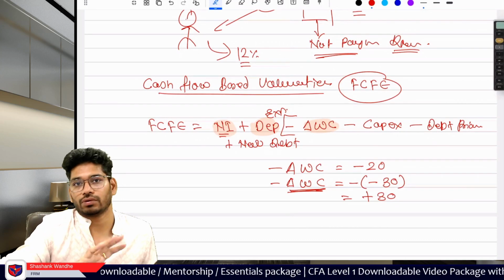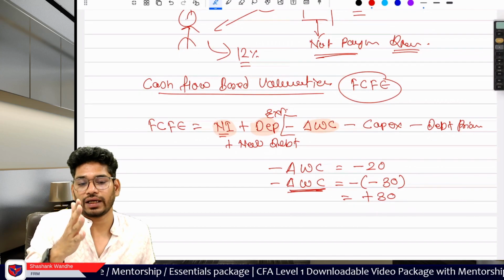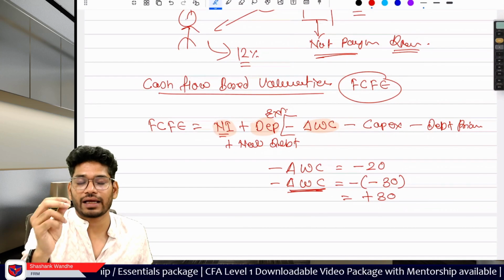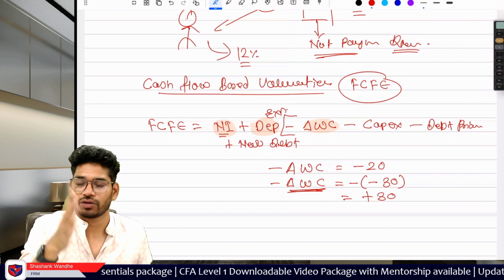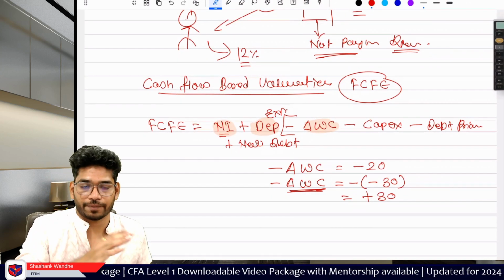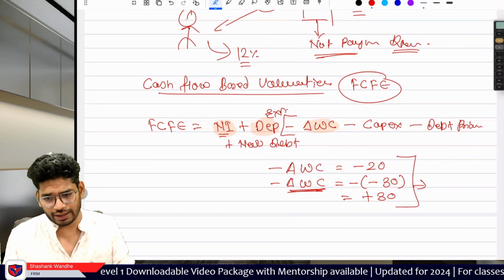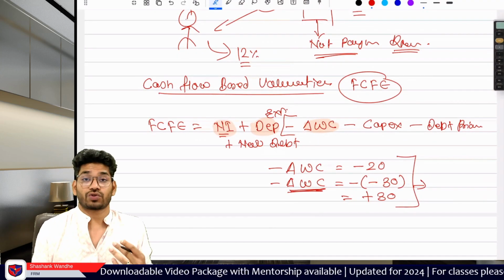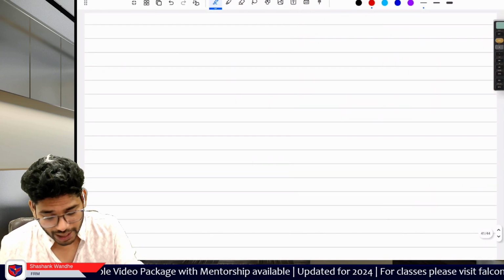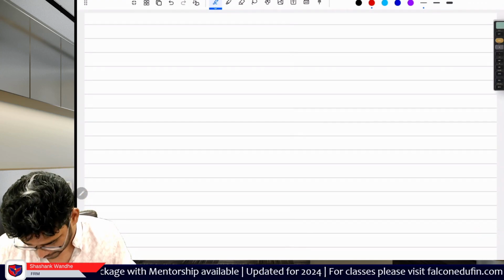So I gave you two alternate understandings, the increase and decrease part. The simple rule: from the net income, if the working capital is increasing, you will subtract it. If the working capital is decreasing, you will add it. Remember it. I repeated this at least 5-6 times in the past 5 minutes, so you can understand how important it is. I'm repeating it because I know students forget this particular point and make mistakes in this area.